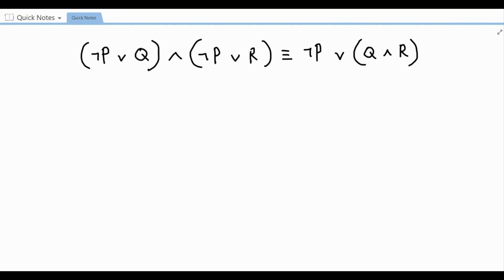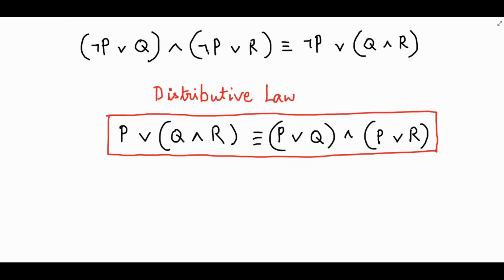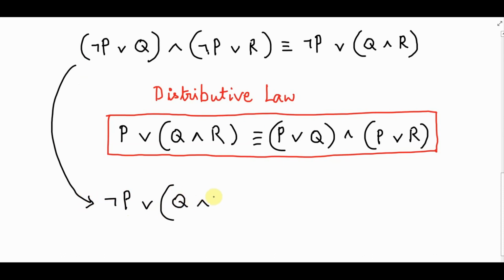If you don't know about the distributive identity, you can click on the link above for the logical equivalence of the distributive identity. The distributive law states that P or Q and R is equivalent to P or Q and P or R. Replace the left-hand compound proposition with P or Q and R by the distribution law. Now our equivalence is: not P or Q and R is equivalent to not P or Q and R.